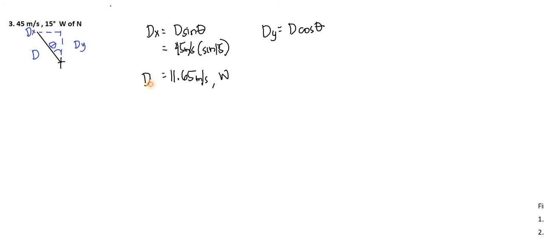Okay. And then for your d sub y, that is 45 meter per second cosine of 15. Let's have the cosine of 15. That's 43.47.